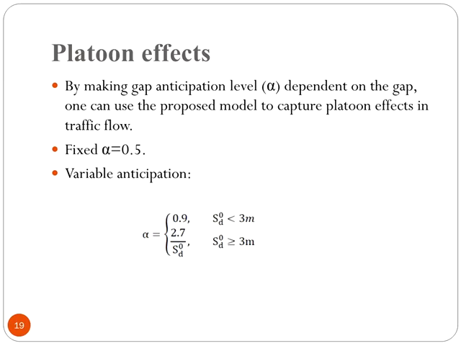We try to simulate this effect with a variable anticipation level, and we set the anticipation level to be dependent on the gap. For comparison, we set the anticipation level to be 0.5, and then we set the variable anticipation to be 0.9 for very close following, where the actual gap is smaller than 3 meters, and set it to be larger when the vehicles are following each other closer, and smaller when they are further apart.